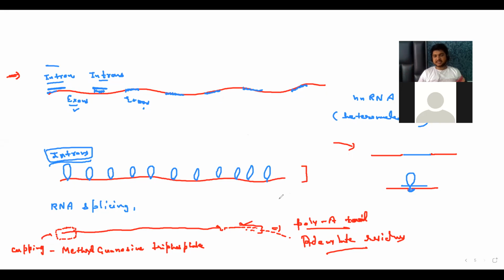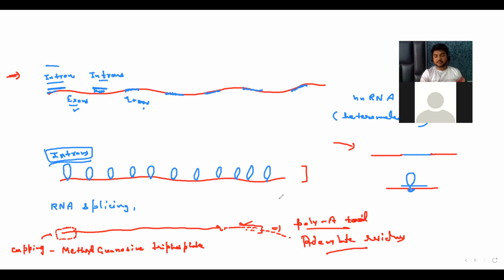This is known as splicing. That is in the middle, but at the beginning and the end we have to do something else. At the beginning we do capping, and at the last side we do tailing. In the tailing we add adenylate residues, and at the other end we add methylguanosine triphosphate. This is how you finally get the mRNA.